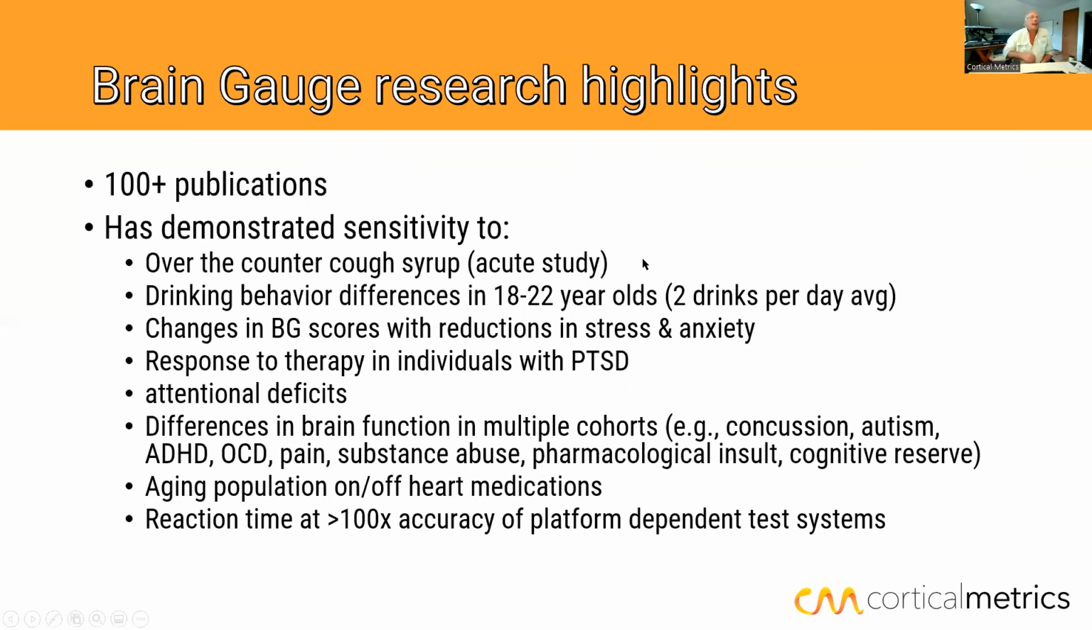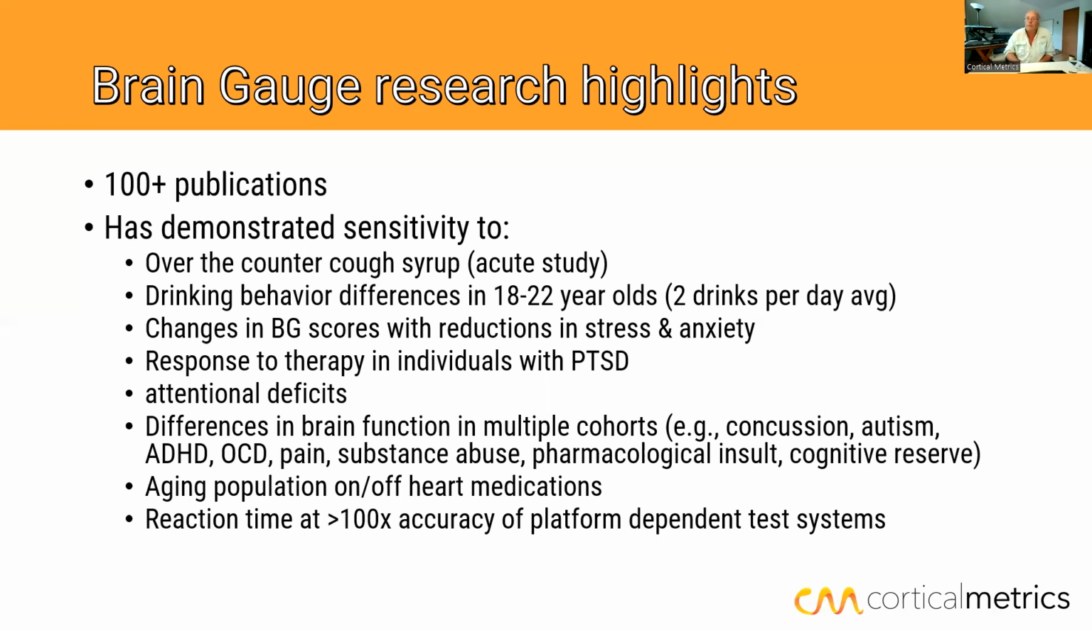Drinking behavior differences in 18 to 22-year-olds. We found that kids in that age group who were drinking 2 drinks per day or more had plasticity scores, or their ability to learn, go way down. Kind of a big deal. We found their cutoff. Changes in Brain Gauge scores with stress and anxiety. Like I mentioned, some people just don't think that the brain changes under stress and anxiety, but it does.